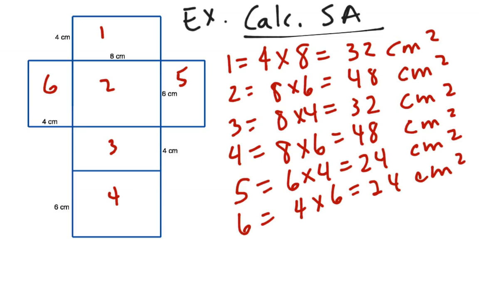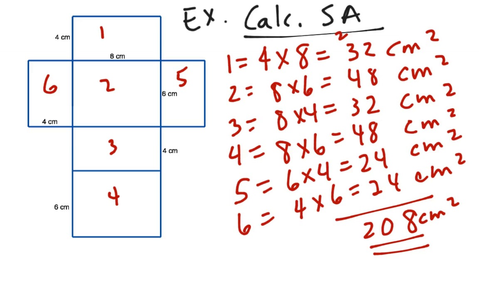And you're not done. Each rectangle has been calculated, but now you've got to add them all up, total them up. So 10, 28, 7, 14, 16, 18, 20, 208 centimeters squared.